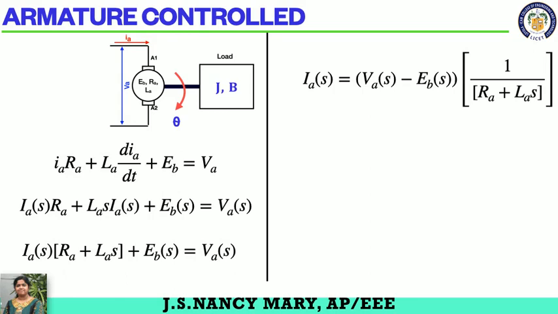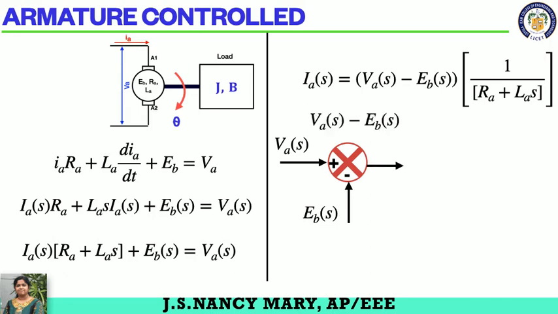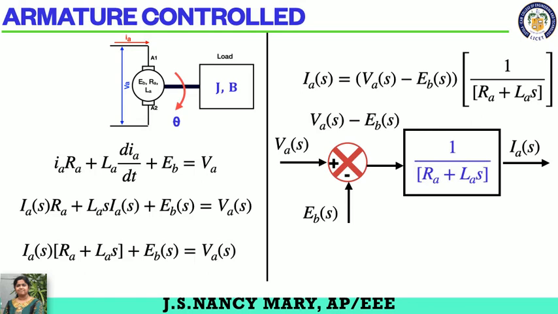So you know very well VA is the input, so I'm giving VA here, and EB is your back EMF, so it is nothing but the measured voltage. So I am giving it here in the error detector, so I'll be getting VA minus EB. So I need to get IA, that's my output. So in this block I could write 1 divided by RA plus LA S from that equation.